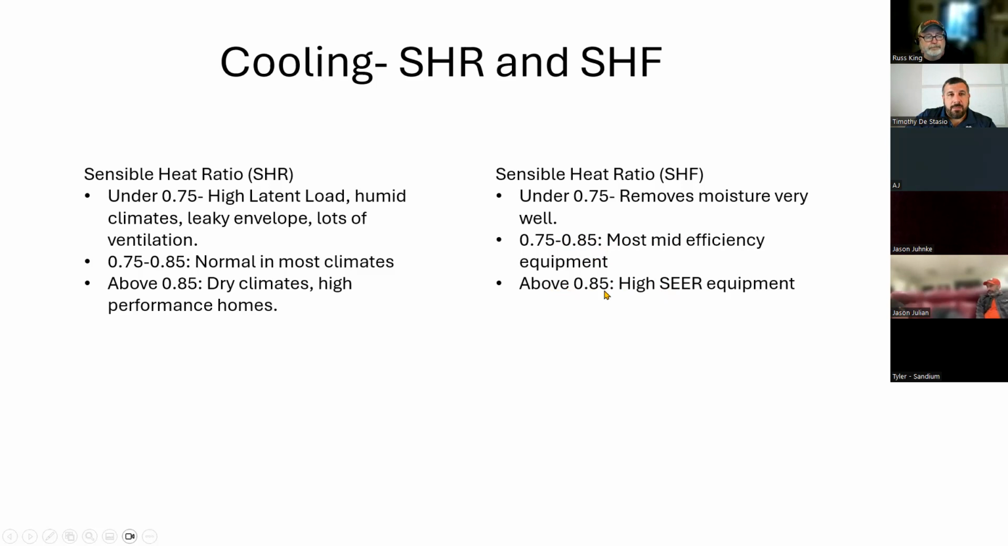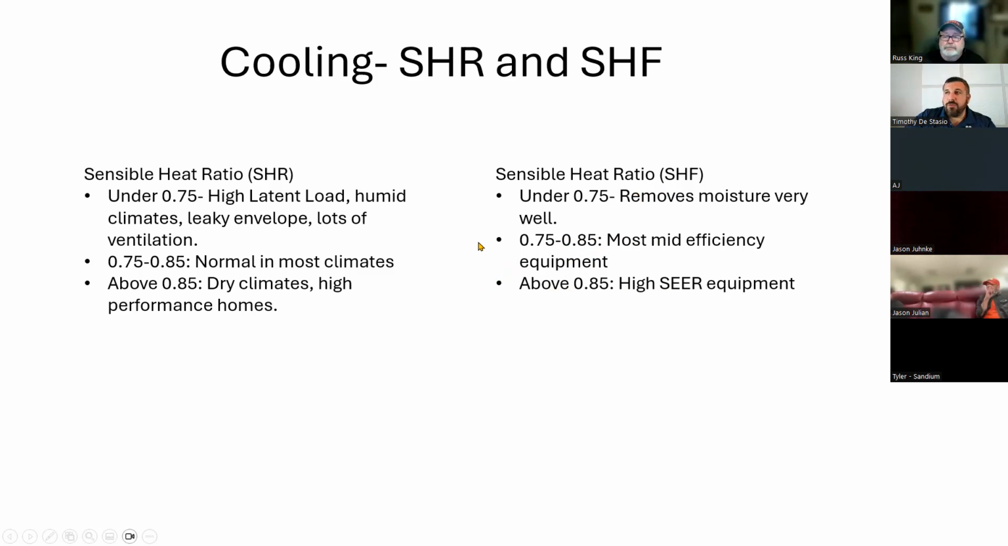I've even seen some of these units with a 1.0 sensible heat factor, which means that it removes zero moisture according to the specs. Now, whether it actually pulls out a couple of drops every now and then, we don't really know. But according to the specs, the higher that sensible heat factor is, the less moisture it's removing.